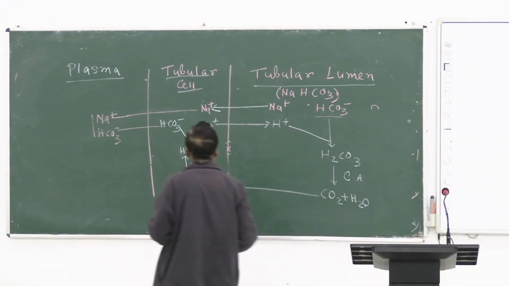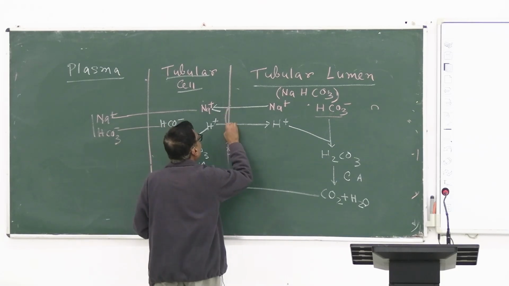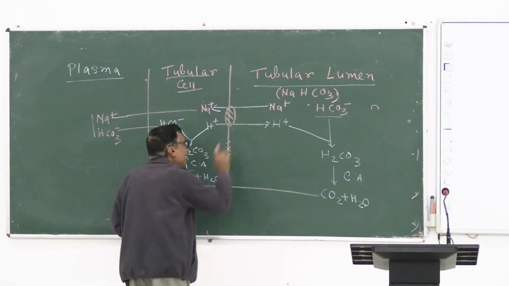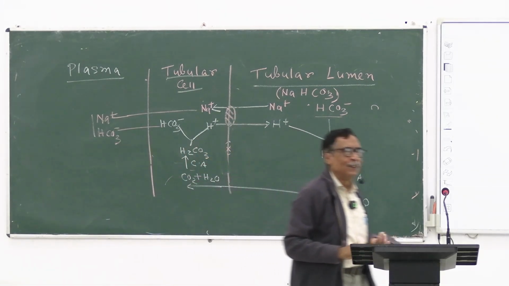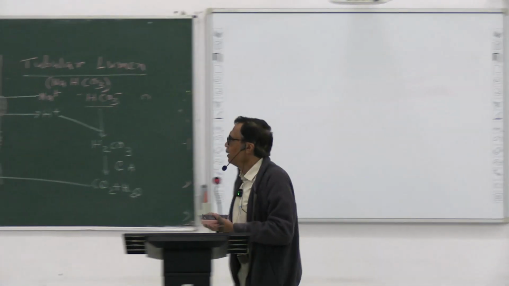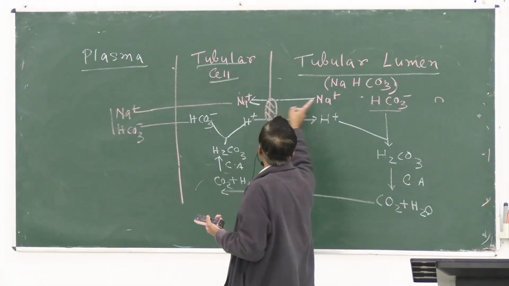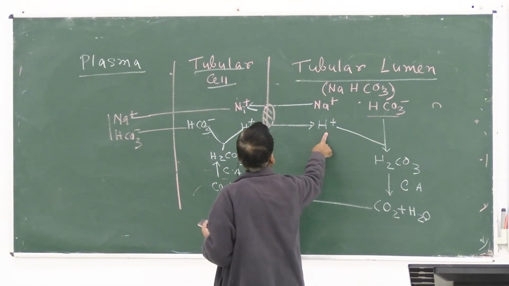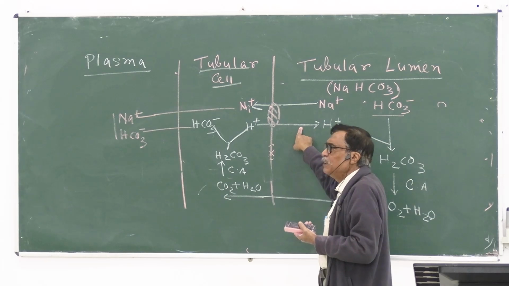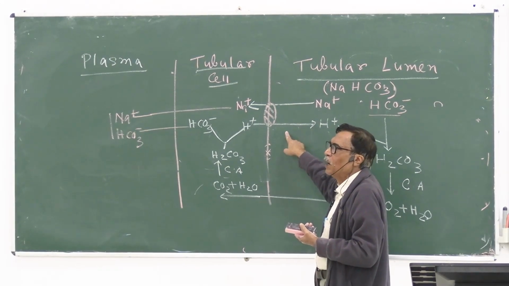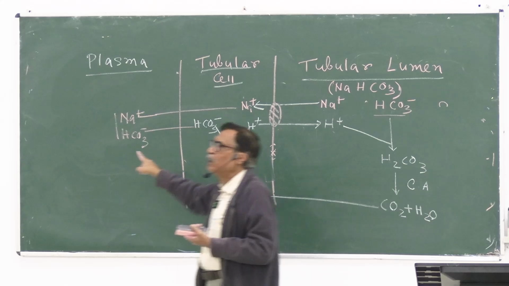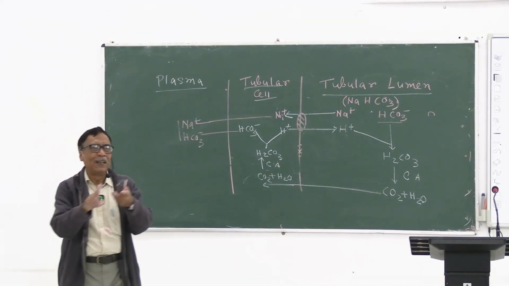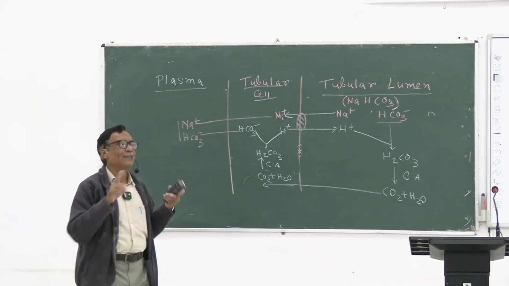So reabsorption of the bicarbonate occurs by this, and this is known as hydrogen ion secretion, and there is a transporter protein known as sodium hydrogen exchange in this border. Sodium hydrogen exchange: sodium goes to this side, hydrogen ion from cell to lumen, that is known as hydrogen ion secretion. This phenomenon is known as hydrogen ion secretion. So secretion of the hydrogen ion and reabsorption of the bicarbonate occur simultaneously.